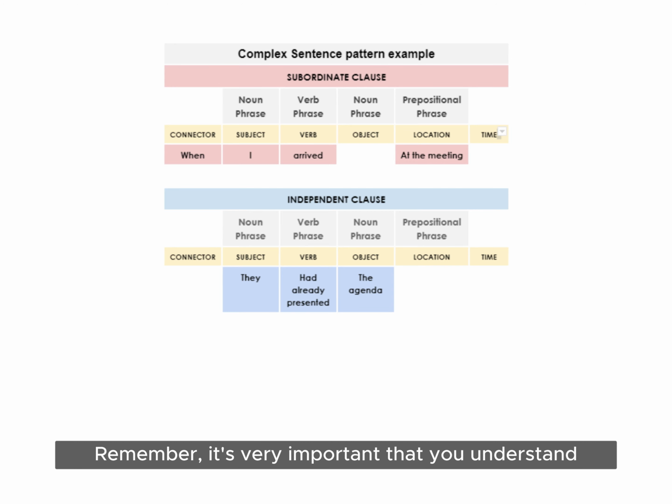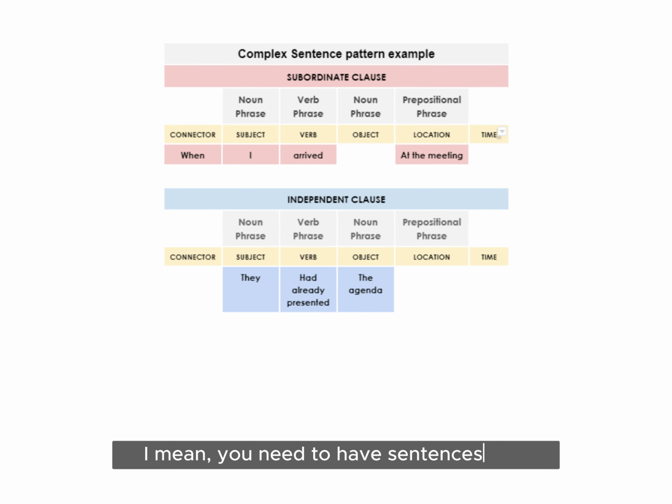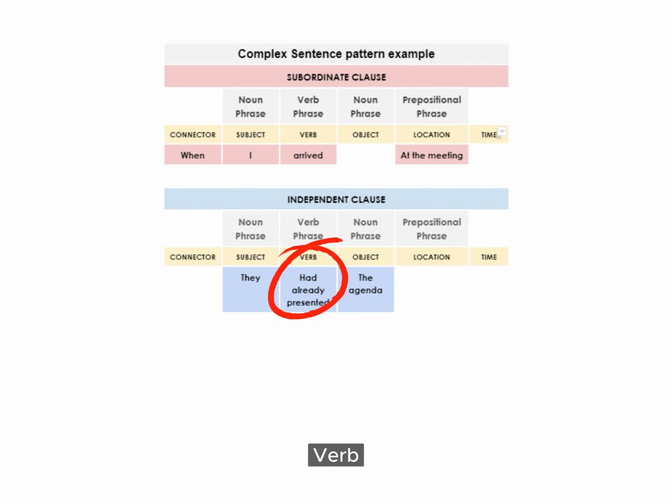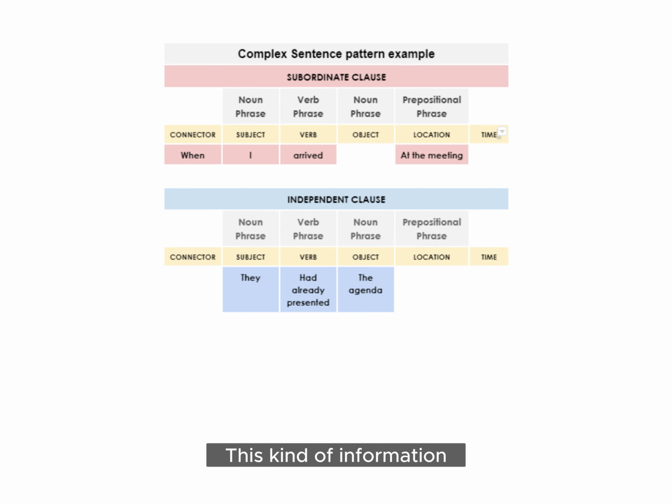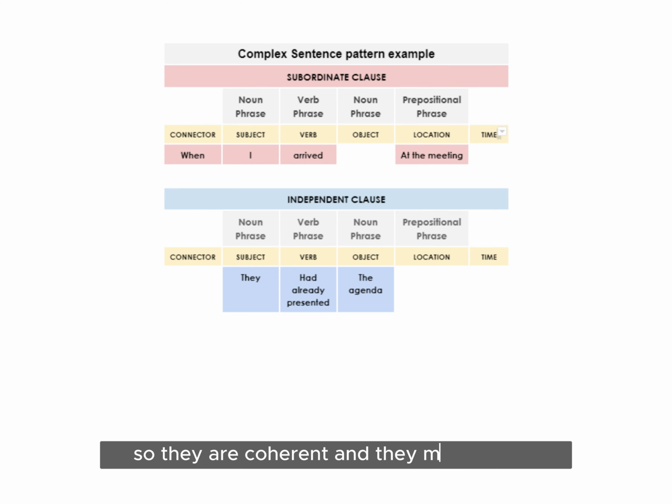Remember, it's very important that you understand how to use phrases. I mean, you need to have sentences with the subject, the verb, time markers, location. This kind of information needs to be organized in the right way in a sentence so they are coherent and they make sense. And of course, they are grammatically correct.